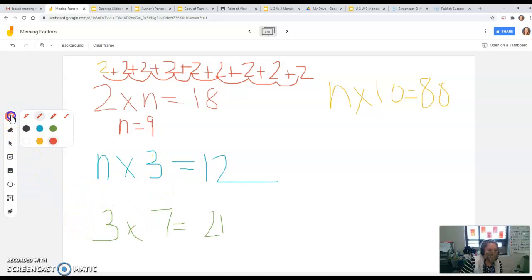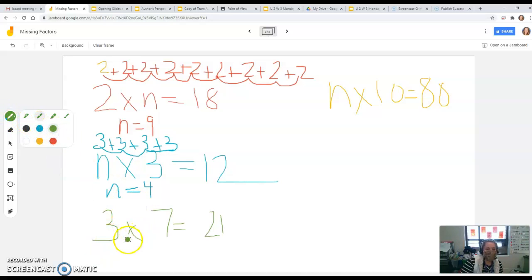The next problem, I'm going to switch to blue. We have n times 3 equals 12. I'm using my skip counting by 3s: 3, 6, 9, and 12. So n in this problem, we have 1, 2, 3, and 4, equals 4.